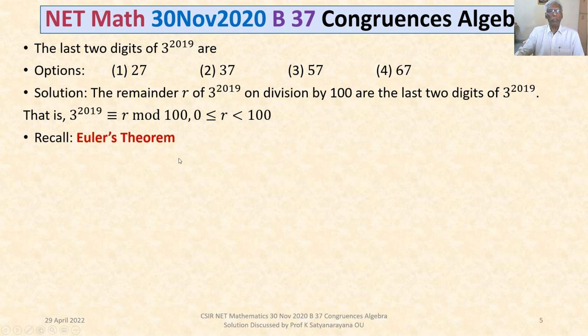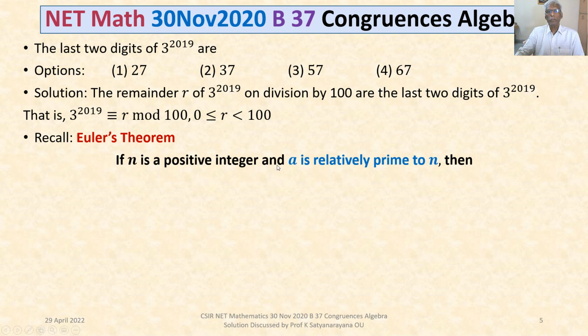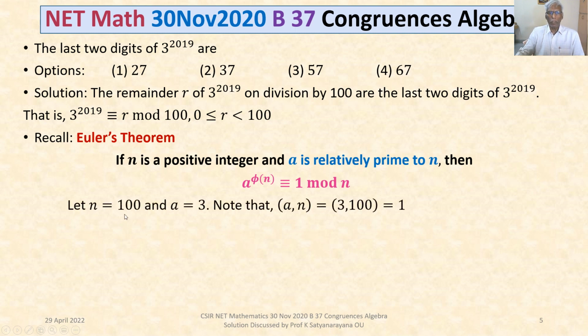We recall a famous theorem from number theory, the Euler's theorem. It states, if n is a positive integer and a is relatively prime to n, that is, the GCD of a and n is 1, then a to the power of phi of n is congruent to 1 modulo n, where phi of n is the Euler's phi function. Let us take n is equal to 100 and a is equal to 3, then the GCD of 3 and 100 is 1. Therefore, 3 is relatively prime to 100.